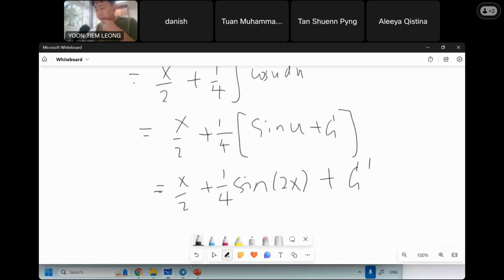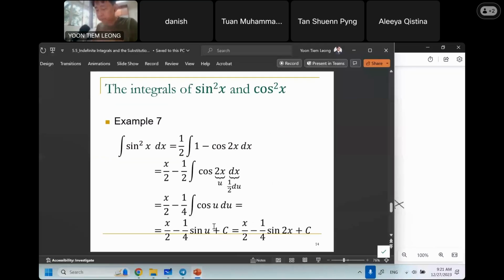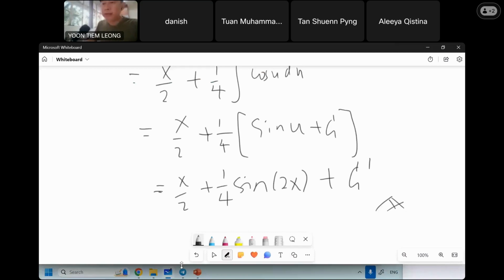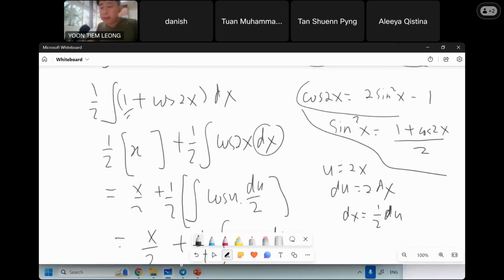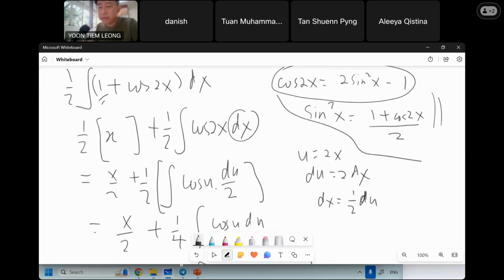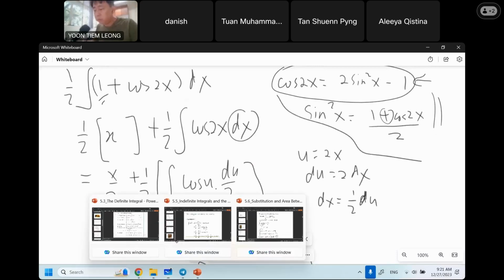Something is not right. I think there's a factor of minus that is different from my solution. Let me see if I have made any mistakes in my sign. I'm saying that this is cos 2x equals 2 sine x minus 1, and then I am writing it down. I'm using this identity so that sine square x is equal to 1 plus cos 2x. But in my slides here, I have a minus sign. So I'm not sure which one is correct.